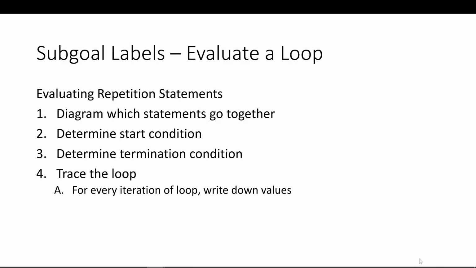This is the worked example for the for counter loop. The subgoal labels for evaluating a loop are 1. Diagram which statements go together. 2. Determine the start condition. 3. Determine the termination condition. 4. Trace the loop. For every iteration of the loop, write down the values that are adjusted during that iteration.